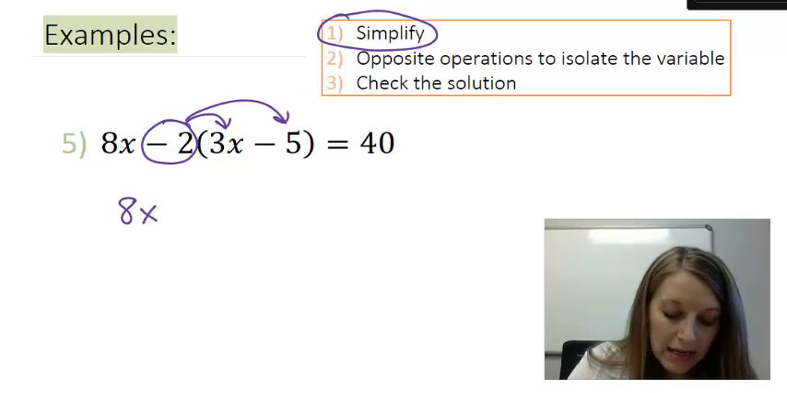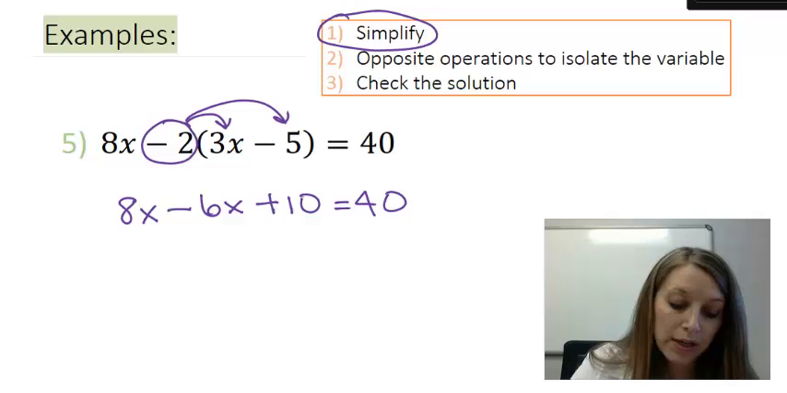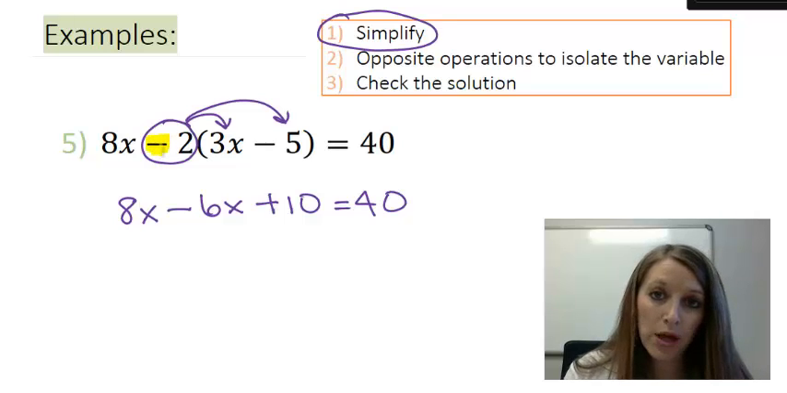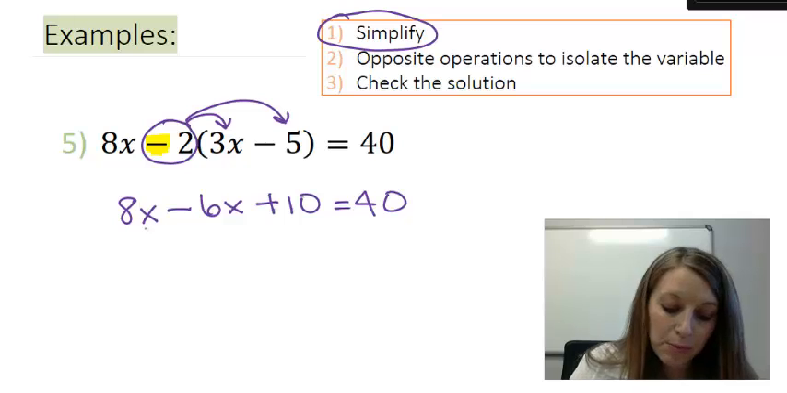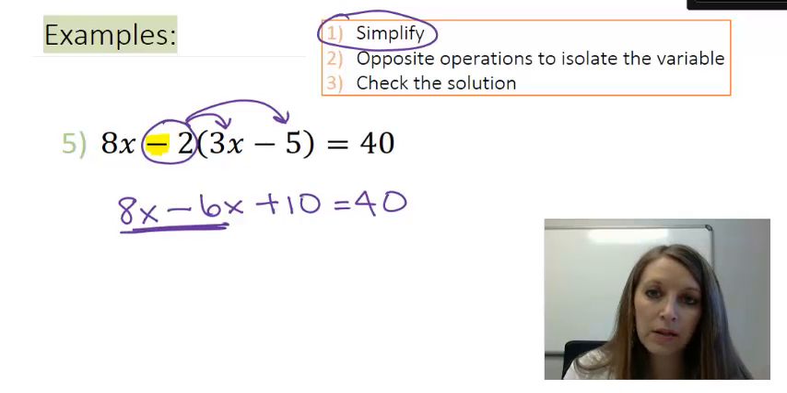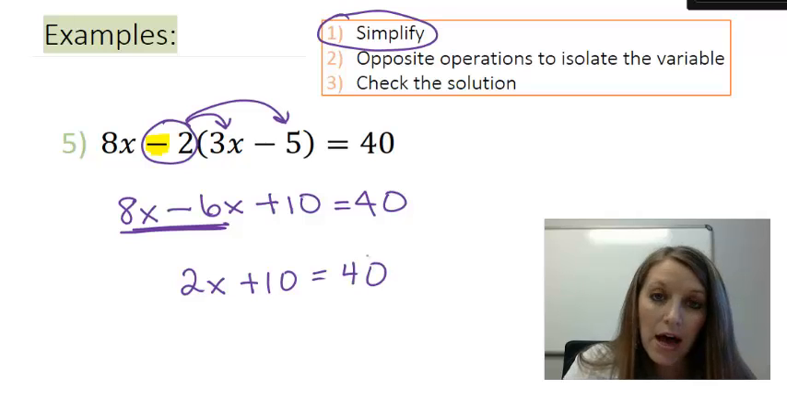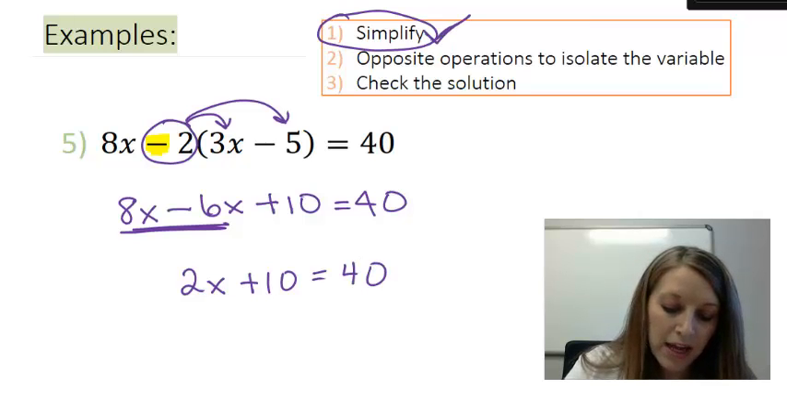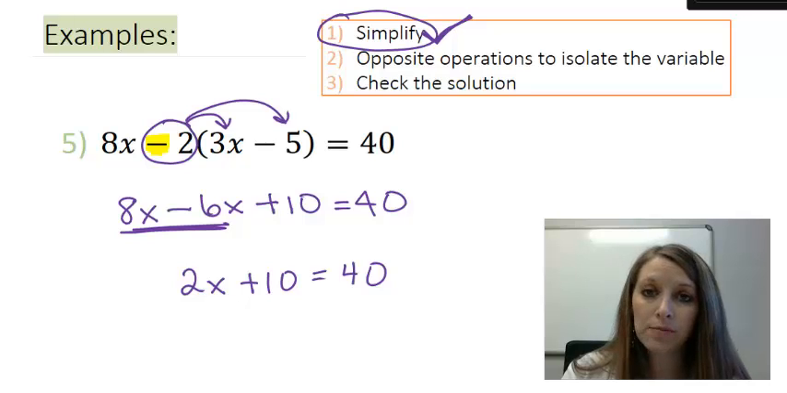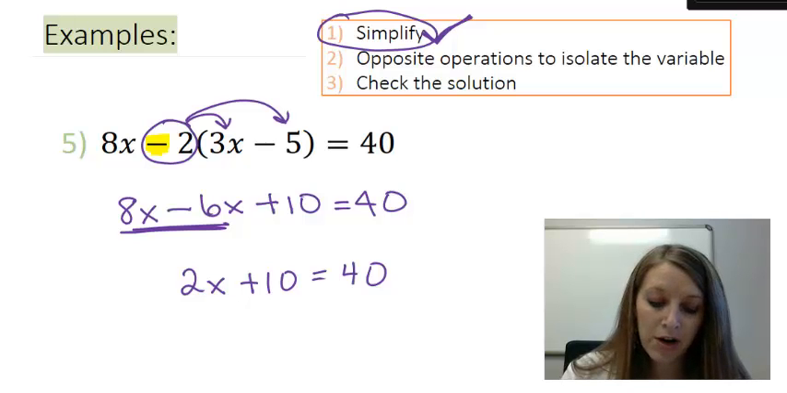That gives me 8x minus 6x plus 10 is equal to 40. So most importantly, don't forget to distribute the negative with the 2. Again, I can simplify more over here on the left by combining like terms. 8x minus 6x gives me 2x plus 10 is equal to 40. I cannot go any farther in my simplification process because I do not have like terms on the same side of my equation. That means I need to start moving things around the equal sign to isolate my variable.